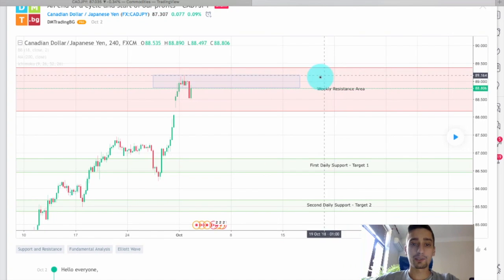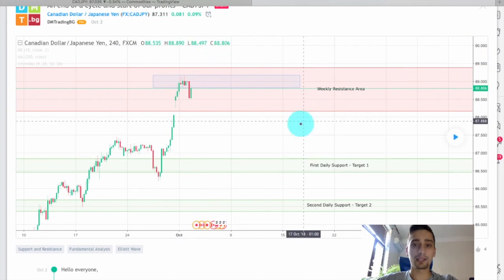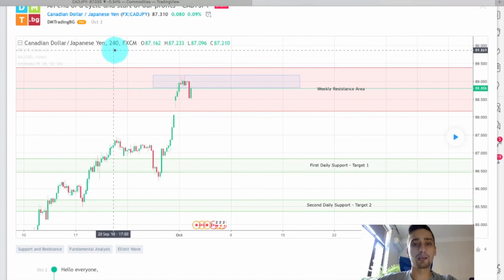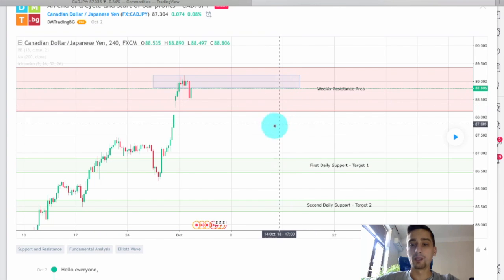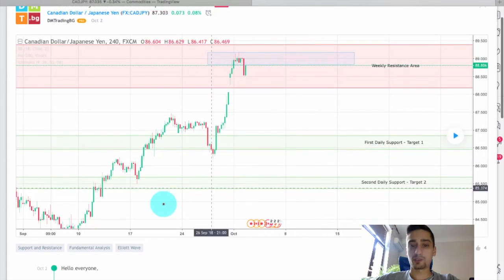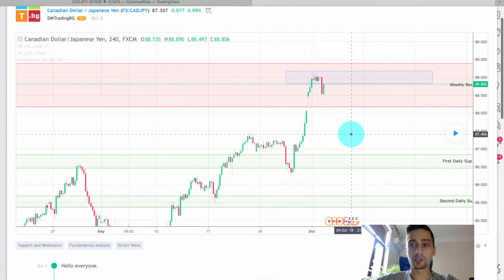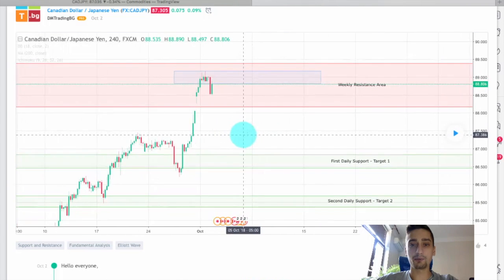So let's get started. What you currently see on the screens is the plan itself. This plan was based on the Canadian dollar Japanese yen currency pair, and this is the H4 time frame. This is the plan that I posted on TradingView. First, a few words regarding the plan itself.